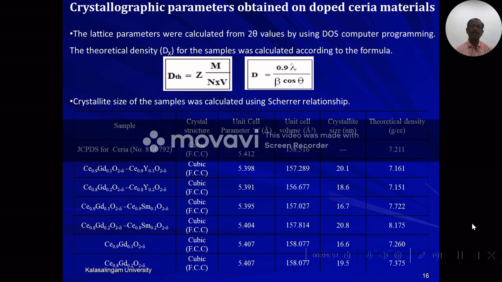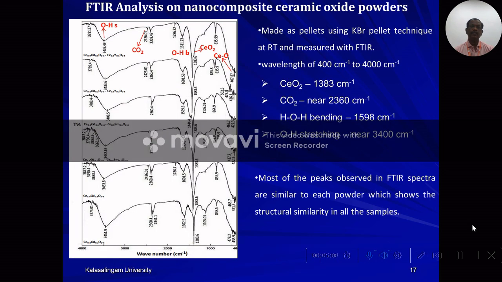The crystallographic parameters obtained on doped ceria materials are presented in this particular slide. We have measured the theoretical density as well as crystallite size for all the materials. The unit cell parameters were calculated using a DOS computer program. The data is presented in this particular slide. FTIR analysis on nanocomposite ceramic oxide powders.